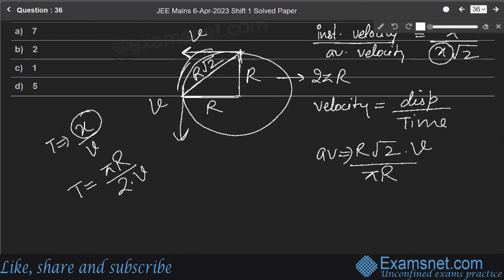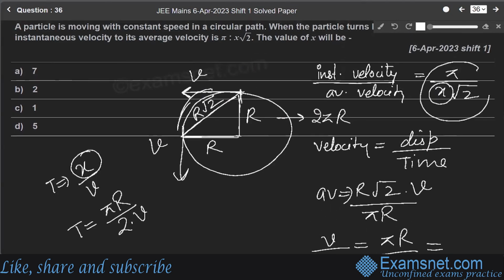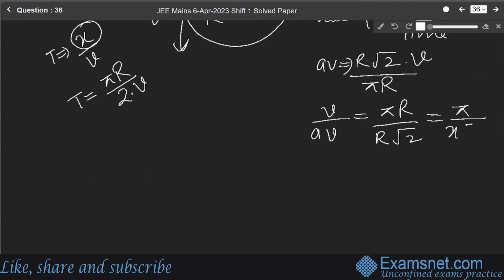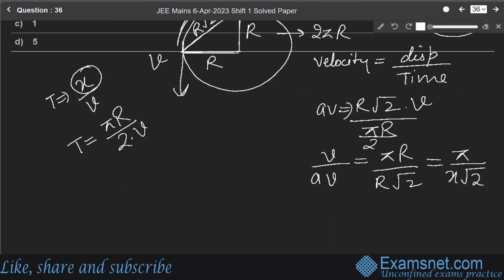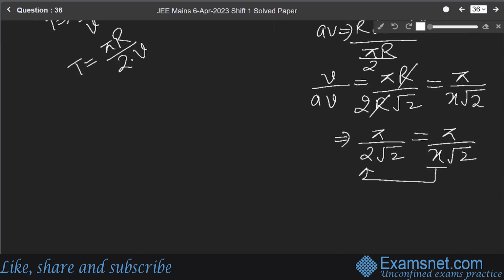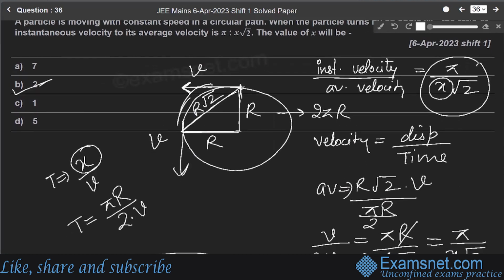Okay. So the ratio of v over average velocity will become, with this r canceling this r, pi over 2 root 2. And this ratio is given in the question as pi over x root 2. So pi over 2 root 2 will be equal to pi over x root 2. So here we can say that the value of x is equal to 2. So the correct answer for this question is answer B, that is x is equal to 2.